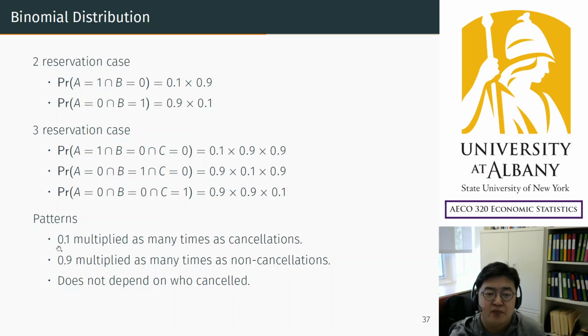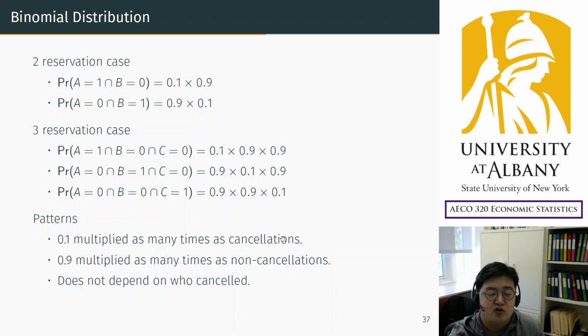in the end, the probability of cancellation will be multiplied as many times as there are cancellations, and the probability of non-cancellation will be multiplied as many times as non-cancellations happen. Okay? And as I said, it does not depend on who cancels or who doesn't, right? Either A cancels or B cancels. Basically, multiplication is, what do we say? You can change the order of the multiplication, so it does not matter who cancels.